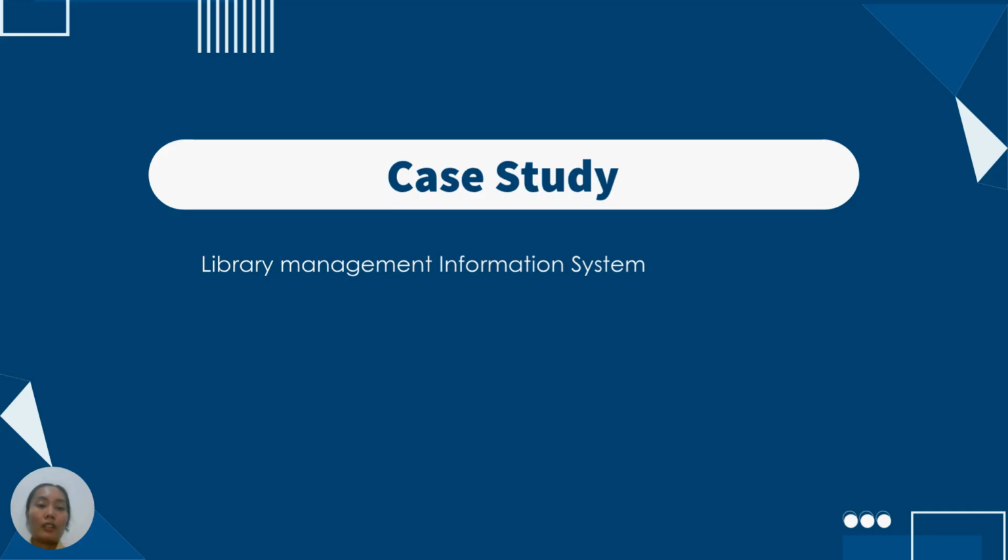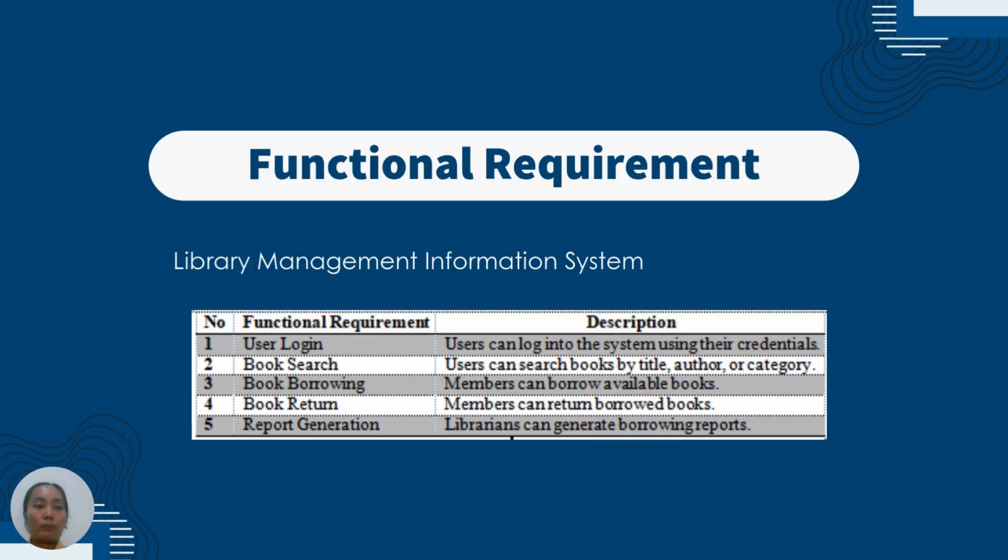Case study: library management information system. Now let's look at some examples of functional requirements in a library management information system. First, users must be able to log into the system, user login. Users can log into the system using their credentials.